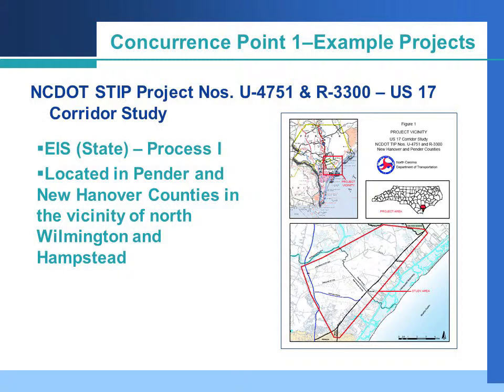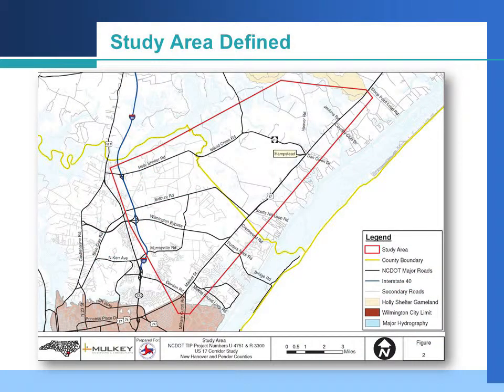TIP Project R3300, the Hampstead Bypass, is a proposed multi-lane facility on new location from the Wilmington Bypass to US 17 north of Hampstead. NCDOT gave a presentation to the merger team to review the purpose and need for the project and the study area defined. The purpose for the project is to improve traffic carrying capacity and safety on US 17 and Market Street corridor between Wilmington and Hampstead. The project area is the only coastal area in North Carolina that is accessible by an interstate, I-40, and is also a very popular tourist destination due to the Atlantic Ocean beaches.